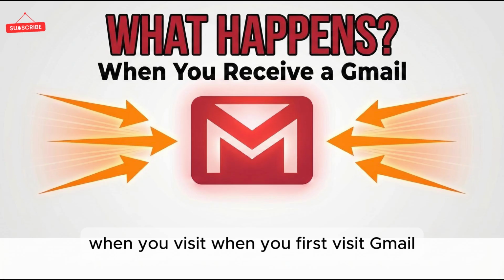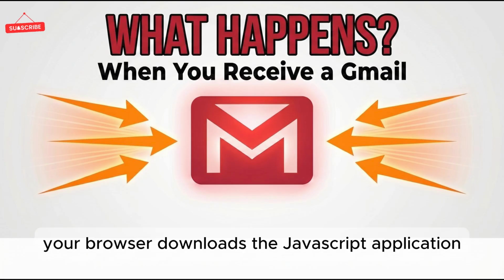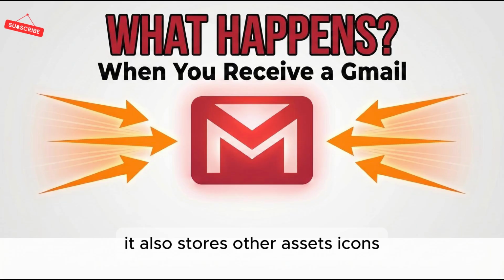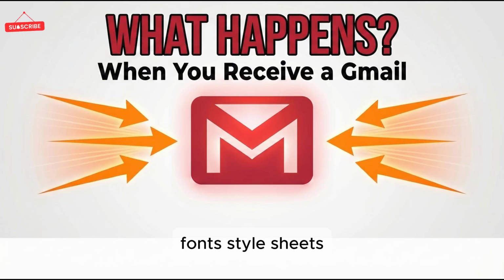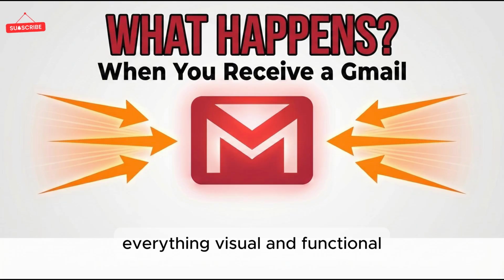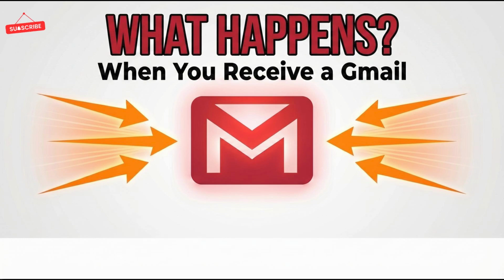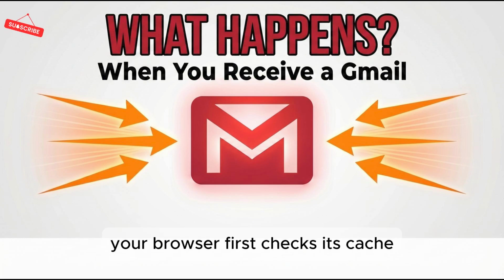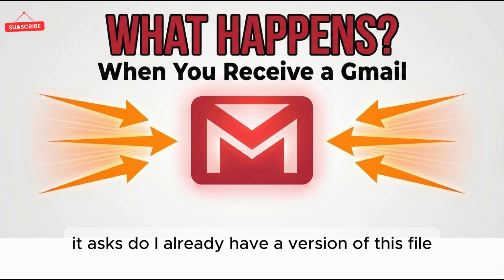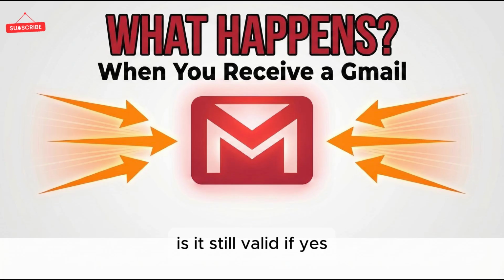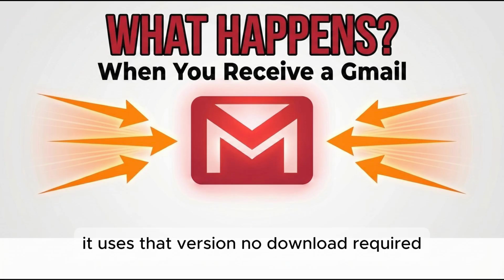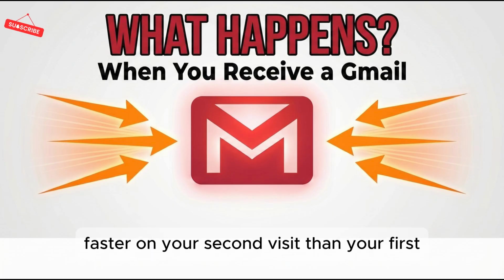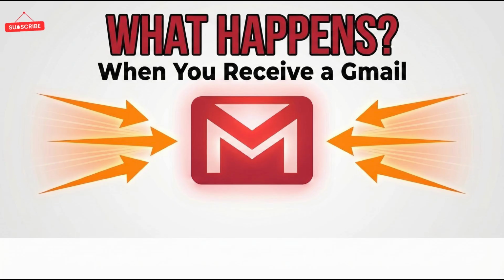When you first visit Gmail, your browser downloads the JavaScript application and stores it in its cache. It also stores other assets, icons, fonts, style sheets, everything visual and functional that doesn't change very often. When you come back to Gmail the next day, your browser first checks its cache. It asks, do I already have a version of this file? Is it still valid? If yes, it uses that version. No download required. This is why Gmail loads faster on your second visit than your first.